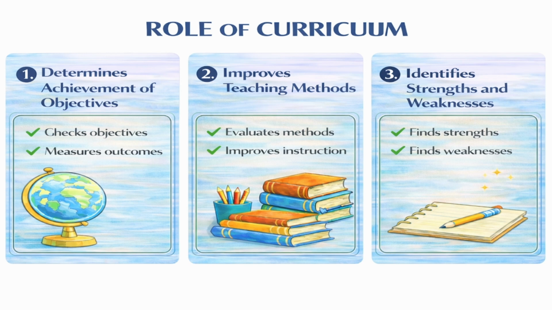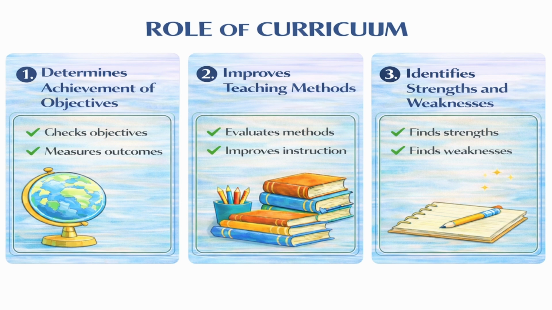Next comes the role of evaluation. This means how evaluation improves curriculum. The first role is determine achievement of objectives. This means evaluation examines whether curriculum objectives are being achieved by students. If objectives are not achieved, curriculum planners may revise the content or teaching strategies.